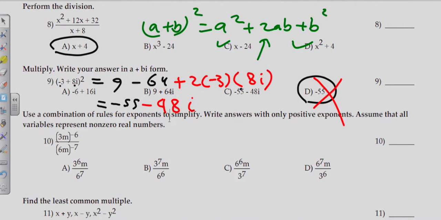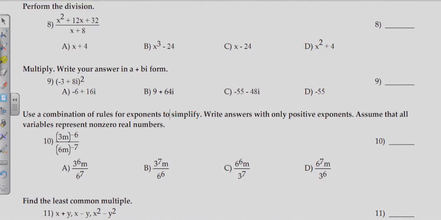Clear now? This is really not a difficult question, so you really shouldn't make a mistake here. Any questions? Okay. We'll move on to the next one.